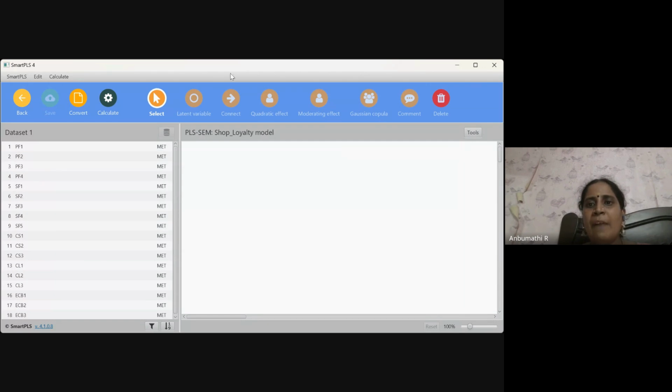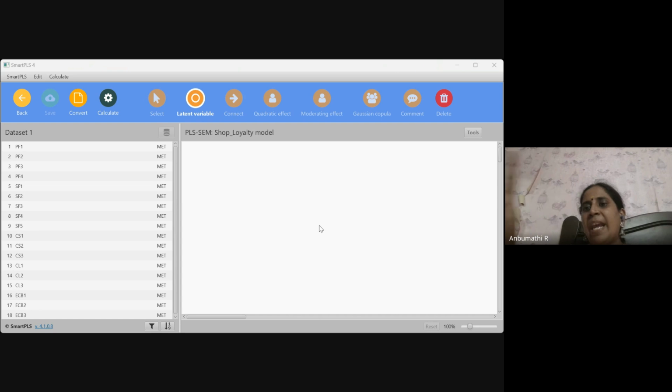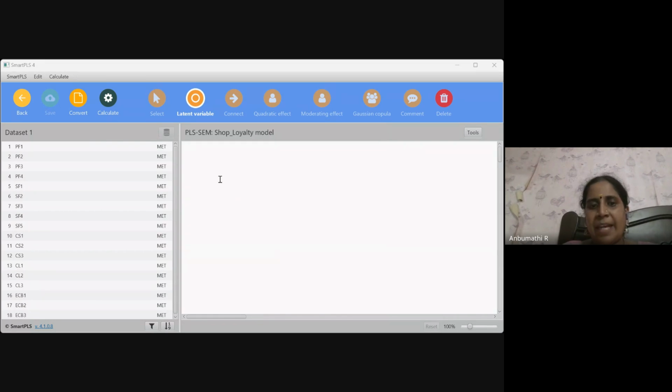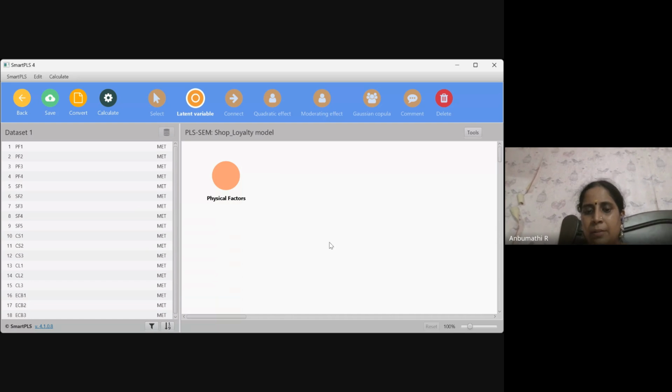When you have so many option tabs on the top, go to latent variable, click latent variable. After clicking latent variable, you click inside the space where it is blank. Please click in the space where it is blank, and I am giving physical factors and pressing enter. Have you created a latent variable?